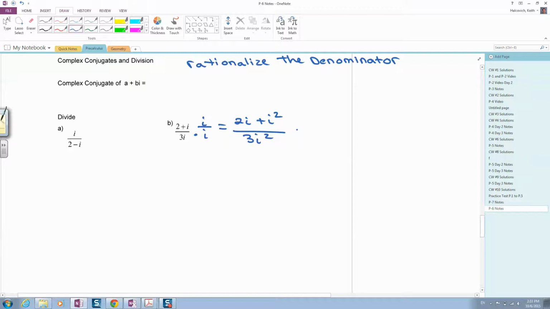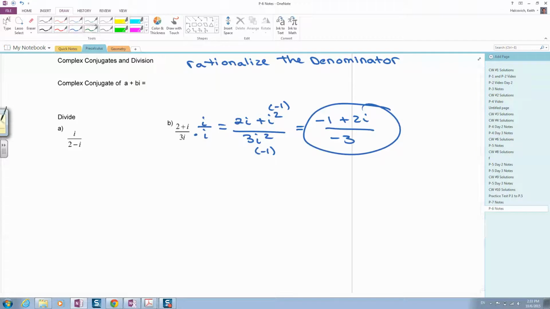Notice that gives me negative 1 plus 2i, because this becomes negative 1. And 3 times negative 1 is negative 3. So that would be your final answer there. It's not as simple when you have an expression. When you have an expression, you need to multiply by the complex conjugate.